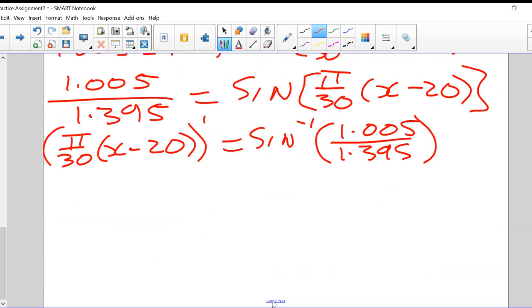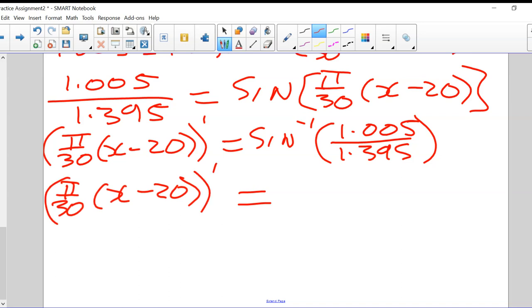Okay, we might be getting somewhere here. So can I get one of you now to find the sine to the minus 1 of that thing and tell us what that is? So let's see now, pi over 30 x minus 20, and we'll call this prime for now. Right? Okay, so Joel is giving me 0.804422, approximately.